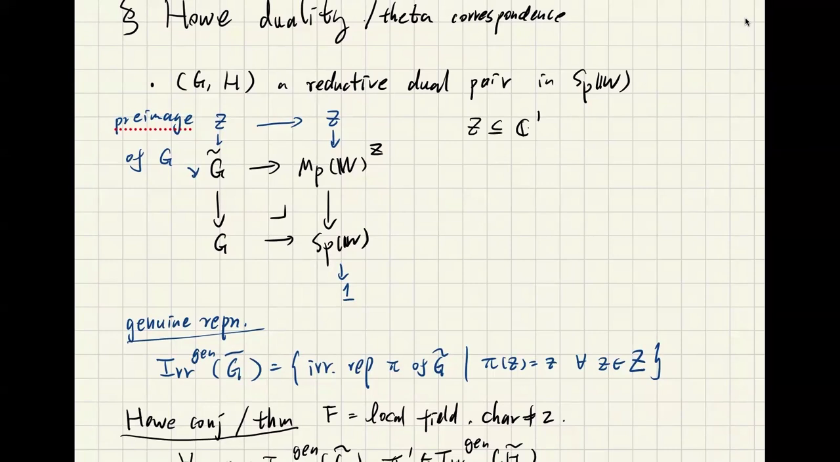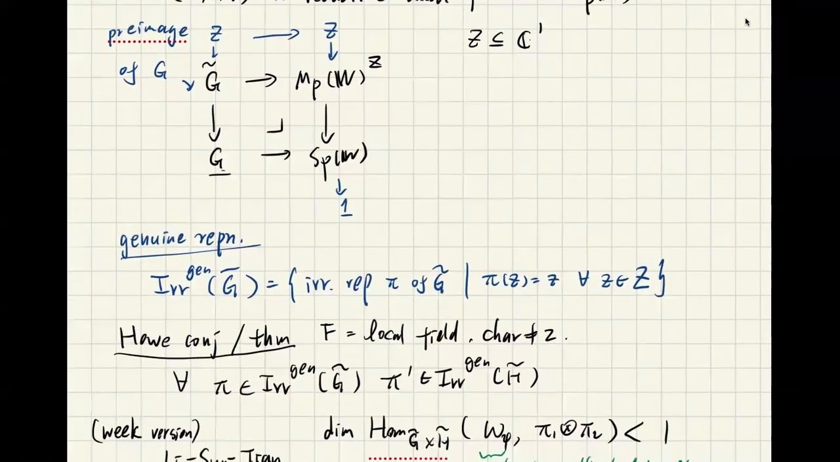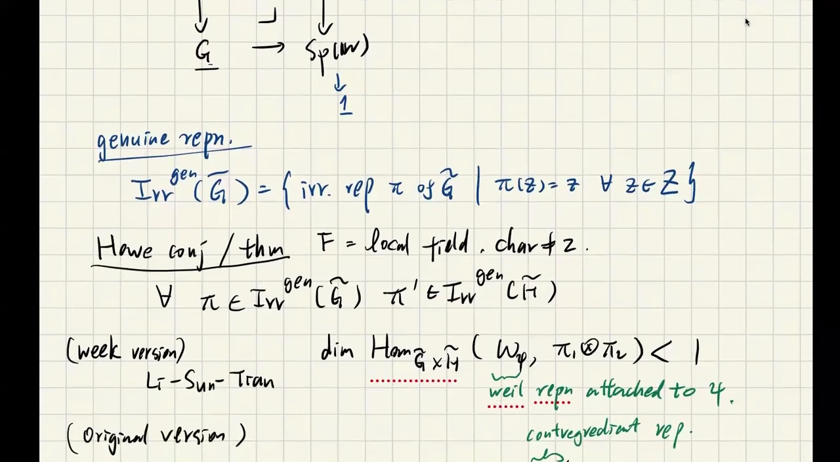Okay, so then for an arbitrary group G inside SPW, you can consider G tilde. This is just the preimage of G inside the covering. So you can start to talk about the class of genuine representations of G tilde. This is just an irreducible representation of G tilde such that the center acts by scalar multiplication. So this is the set of genuine representations.